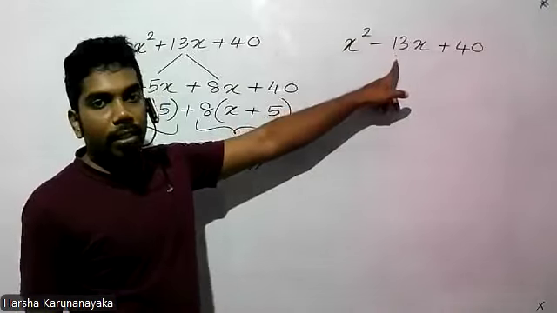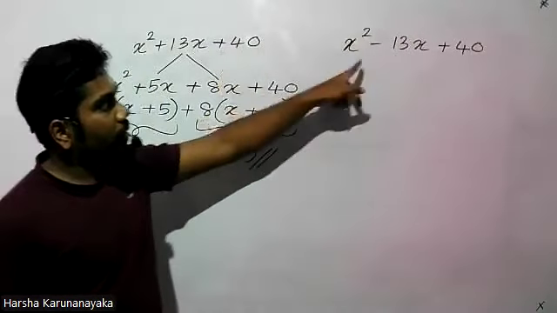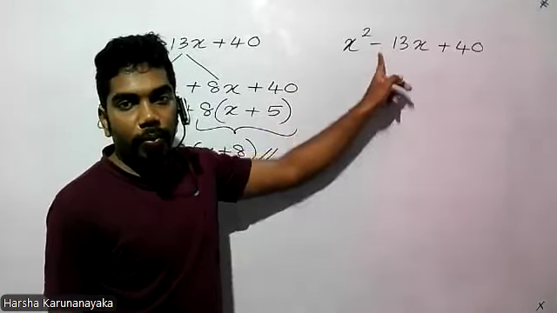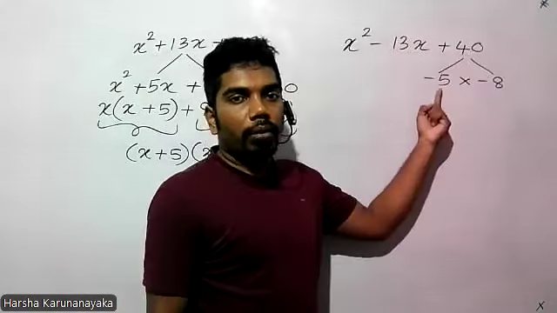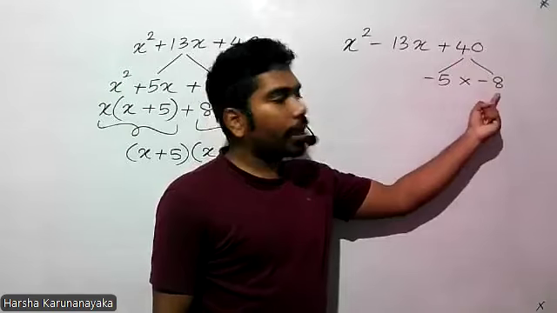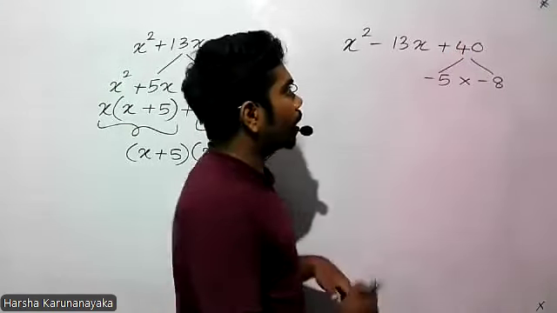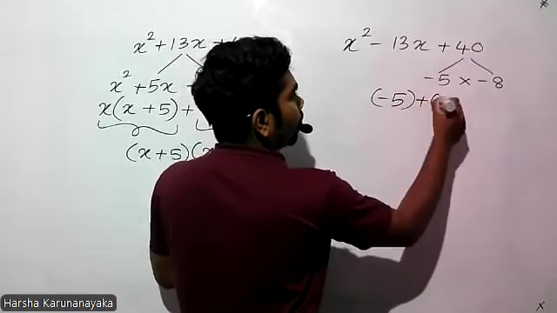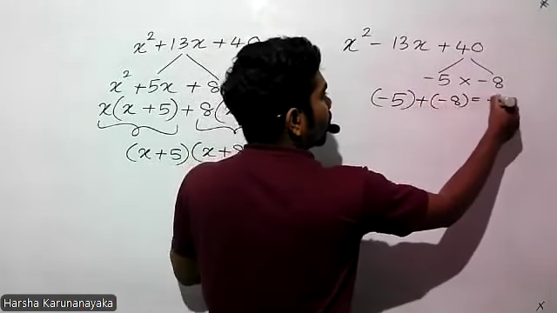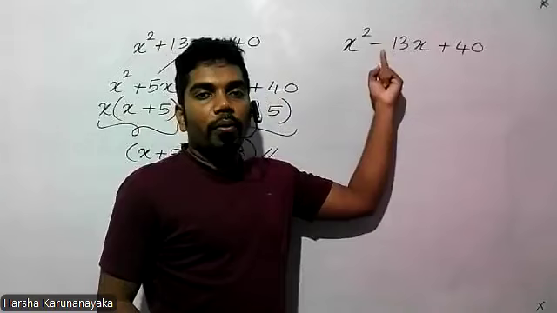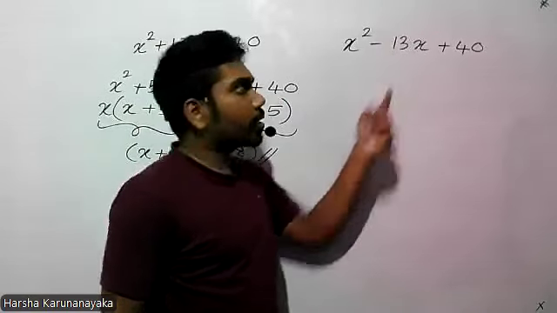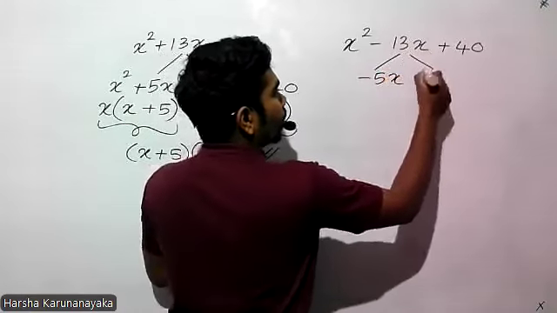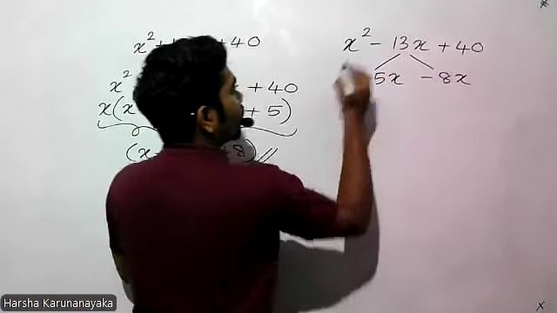There is a difference from this one. What is the difference? The coefficient of x is a minus value. This one is also the same. Minus 5 multiplied by minus 8 equal to plus 40. Then minus 5 plus minus 8 equal to minus 13. Now we can separate this coefficient of x into minus 5x and minus 8x.